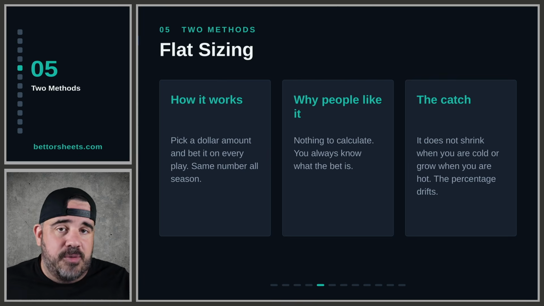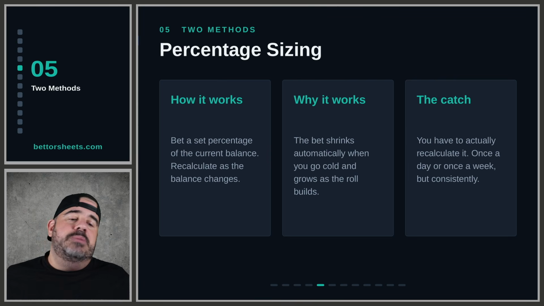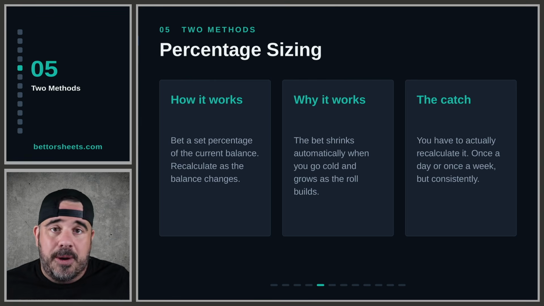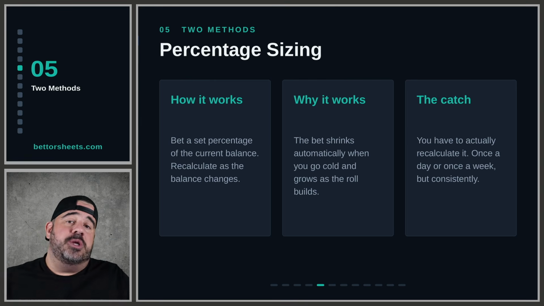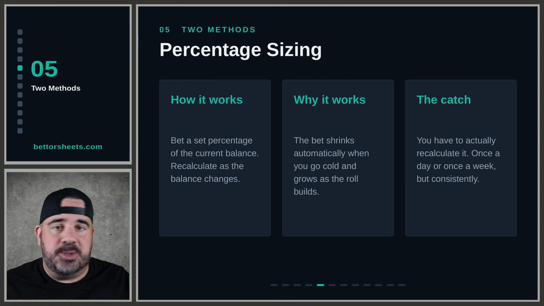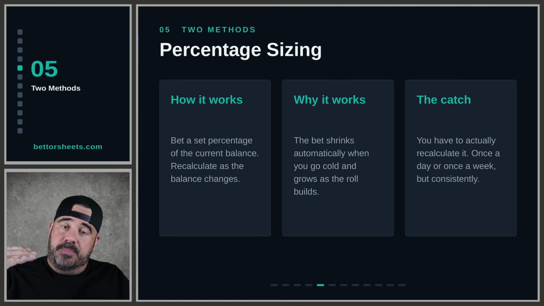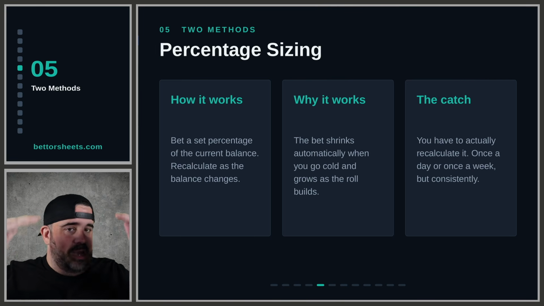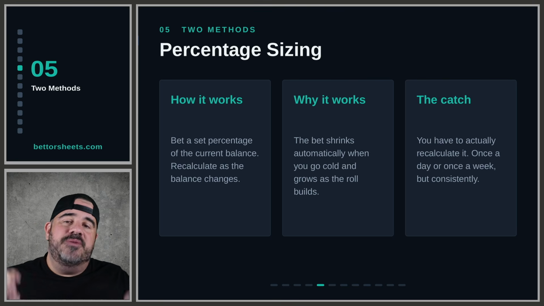The way we do that, the other method, my preferred method, is going to be percentage sizing. You set your percentage on the current balance. So if you have a balance, it's going to recalculate every single day at the start of the day so you know what your units are going to be. Why it works: the bet shrinks when you start to have a cold streak, and it raises up when you start having a hot streak. I will show you some visuals with that.